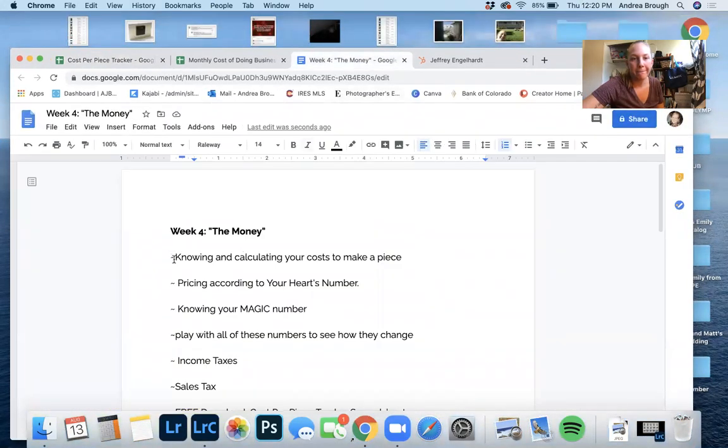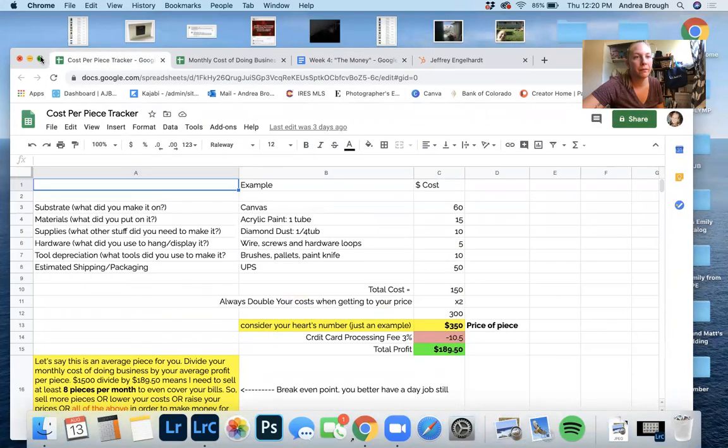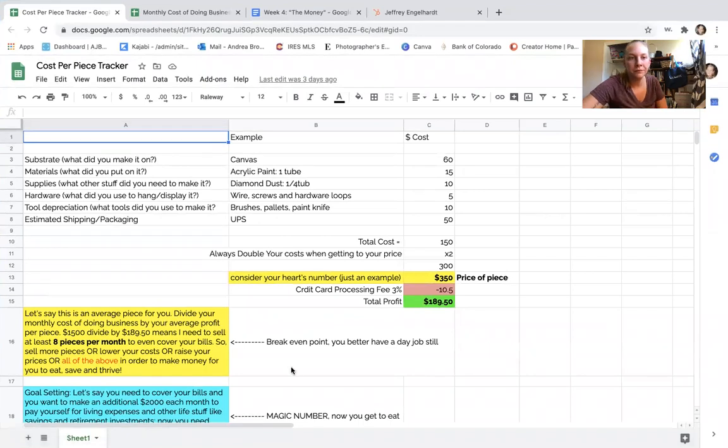So, knowing and calculating your cost to make a piece. That's what we're doing. All right, so this is a download I gave you. And in here, this sheet is malleable. If I change it, other prices change. Okay, let me put that back. That only goes down to here, so be aware.